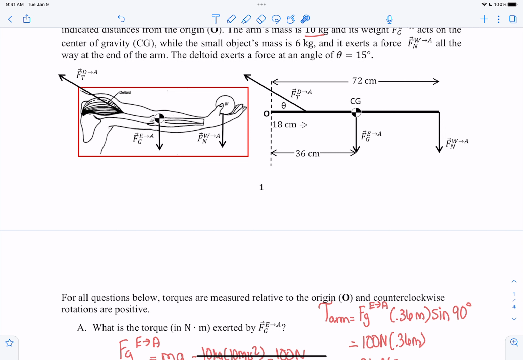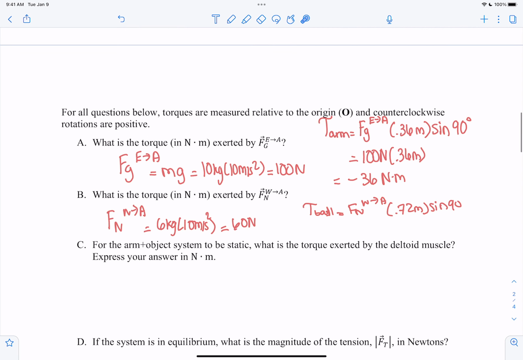Would you just say torque of the arm, like torque FG? I would, like for part A, you mean? Yeah, I would just say torque of the arm. Just torque of the arm. But yeah.